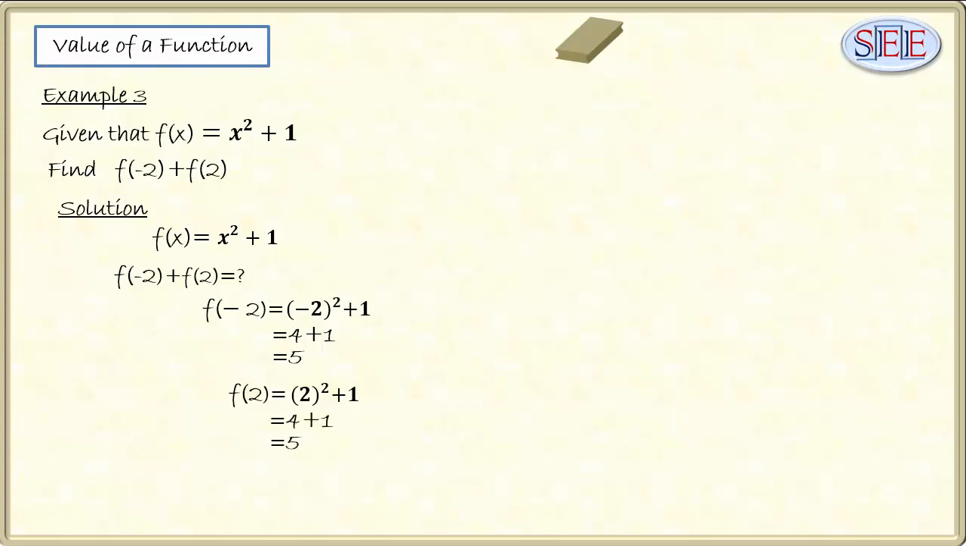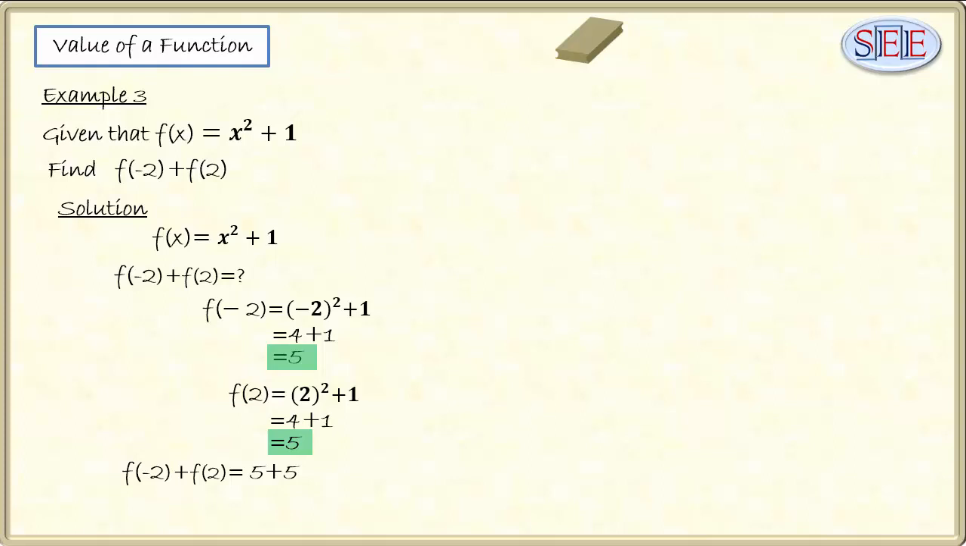So 2 squared is 4. So 4 plus 1 gives the answer 5. So f of 2 equals 5. So I can now write the answer. So f of minus 2 plus f of 2, that answer will now be equal to 5 plus 5.